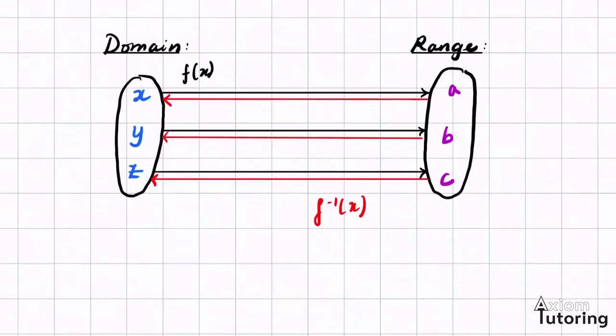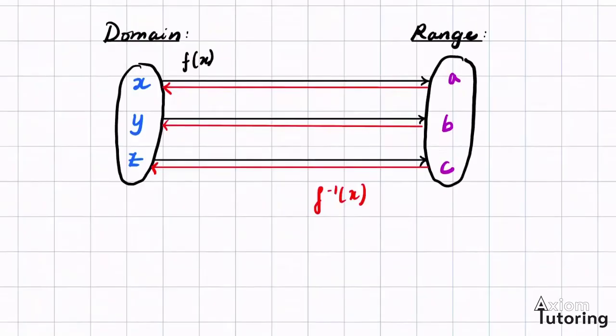And we can illustrate that a little bit here. So we can see that each value in our domain, we have x, y, z, maps to one unique value in the range when we apply f of x, shown in black. And then we can also apply the inverse function on the range to get back to the domain. And we can see that in red. But this can only work if each distinct value in the domain maps onto one distinct value in the range. Otherwise, we can't find an inverse function.